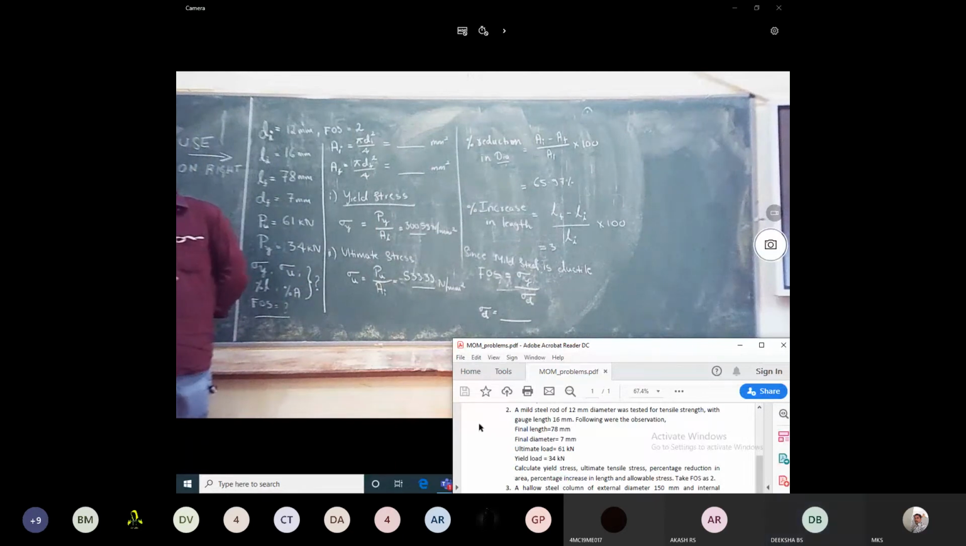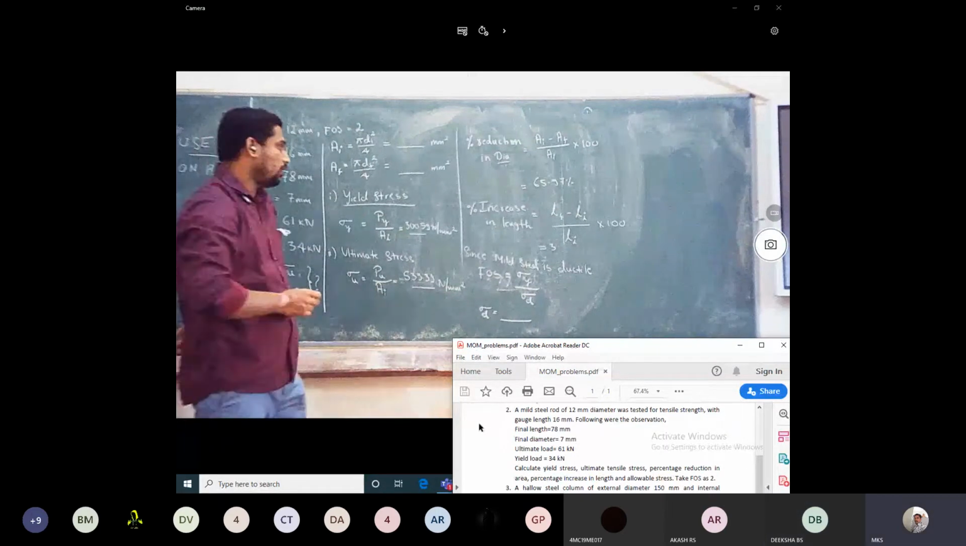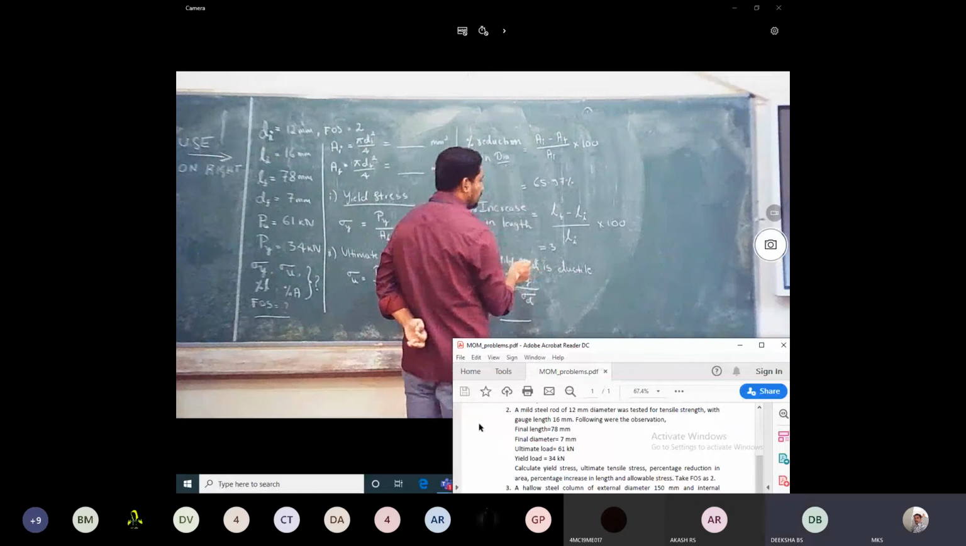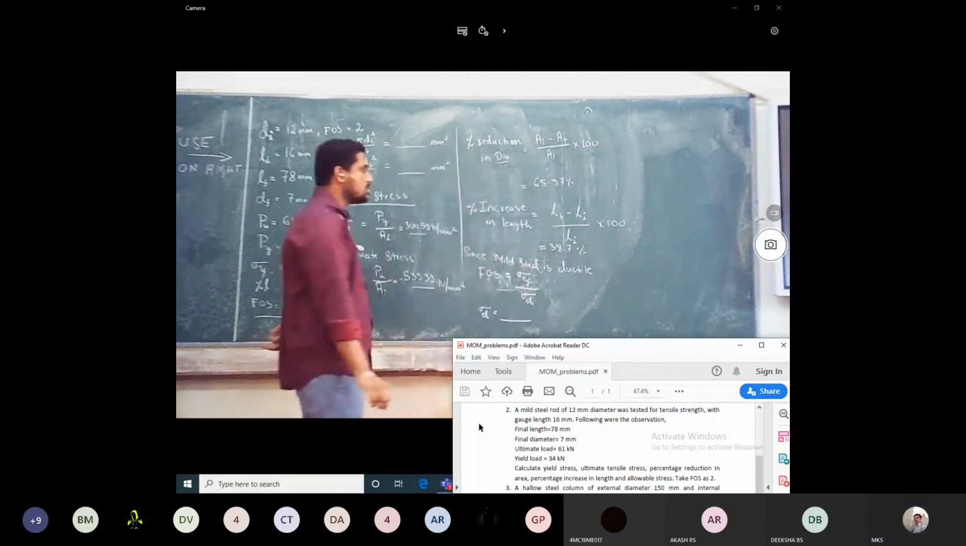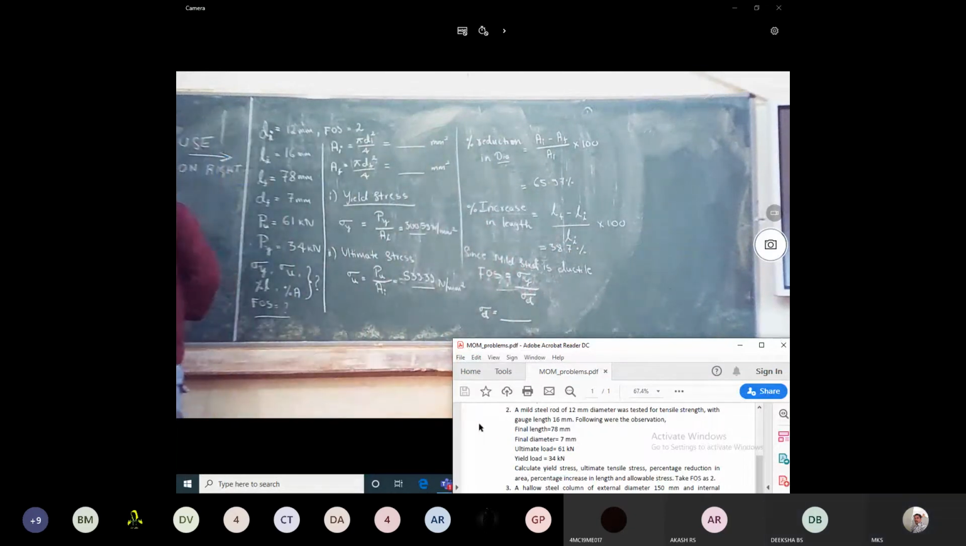Yes. 87% comes. Yes, sir. So final length minus initial length: 78 minus 60. The final length is 78, the initial length is 60, divided by 60. How much? 387 above. 387 or 38.7 percentage. 38.7%. Correct.